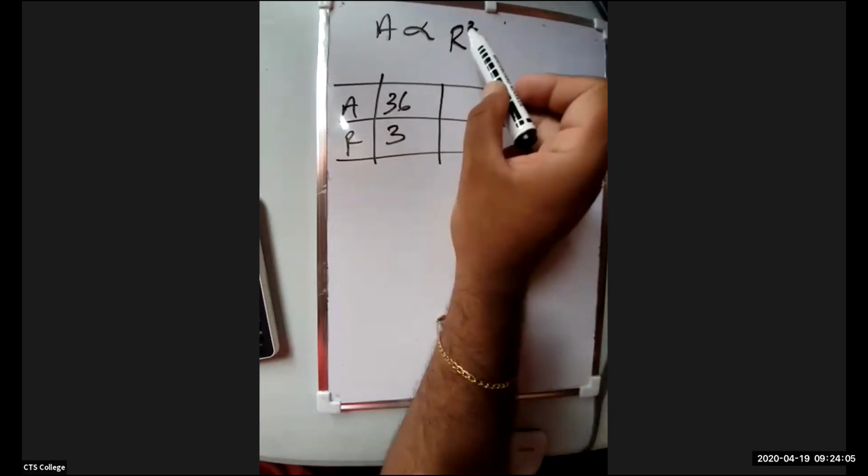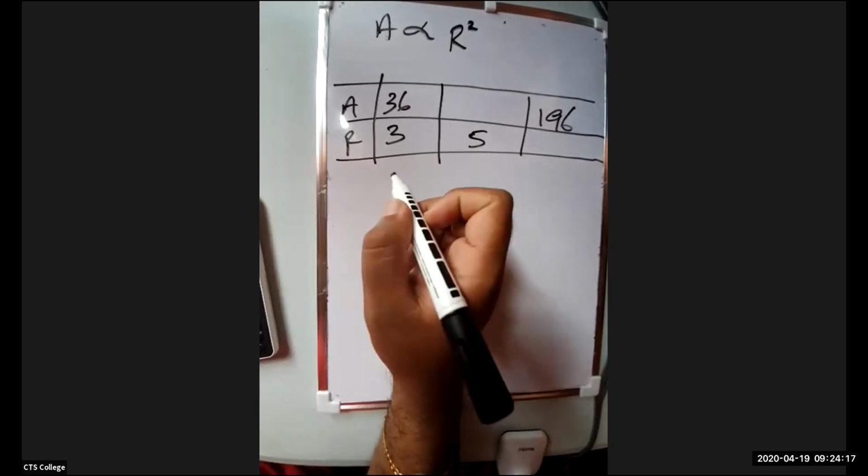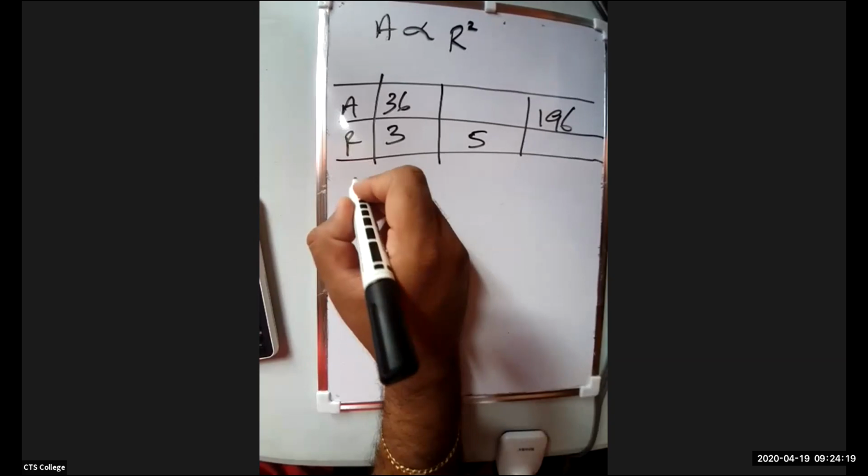So we did this already, right? And they're asking us to find the constant K. Oh, we have to express A first. So 5 will be 100.